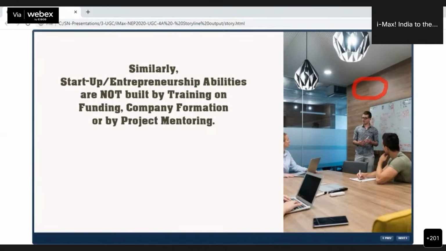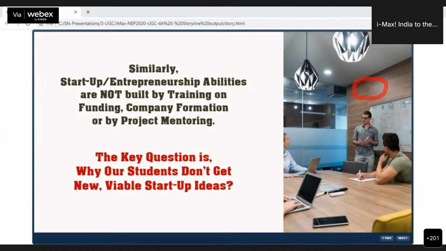Similarly, we know that there are so many programs on startup and entrepreneurship, and these programs show the training on funding, company formation, or project mentoring. But the real question is why our students don't get new viable startup ideas. Anyone good with an idea will go and find out the ways of funding, company formation, or project mentoring. Our main question is that our students are not getting startup ideas. Why are they not getting them? That is a question we must be thinking about, and OBE is going to find a solution for that.